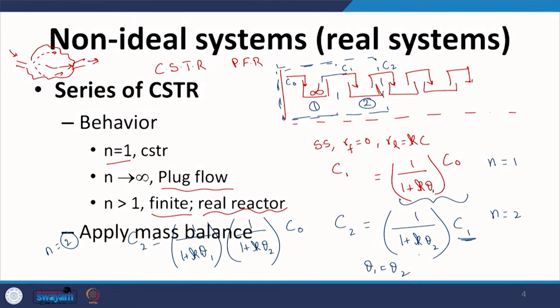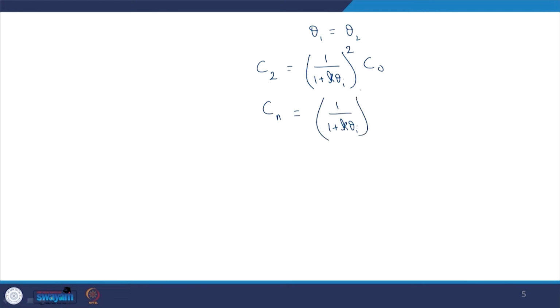I should move on to looking at this particular case. So, if theta 1 is equal to theta 2 and so on and so forth, and if I try to generalize it, what will it become? Let us say for C2 it is going to be equal to 1 by 1 plus k into theta I, theta is the one for each reaction, equal to square times C naught. So, similarly Cn, if there are n reactors, equal to 1 by 1 plus k times theta I to the power of n C naught, or what is coming in, let us say. So, this is for the case when CSTRs are in series, yes. So, again no need to mug anything up, but just trying to understand the system.